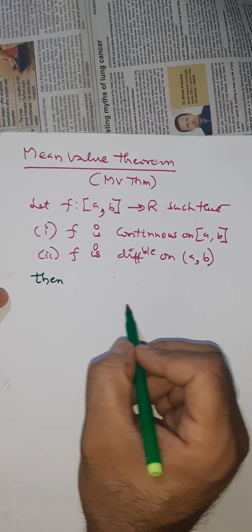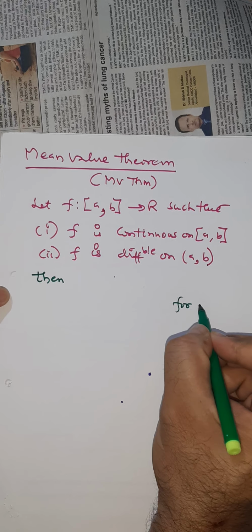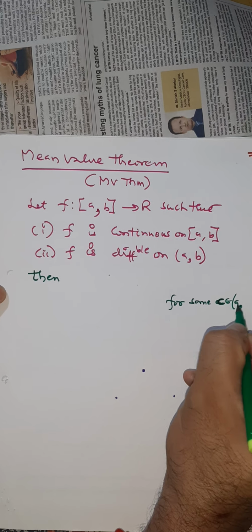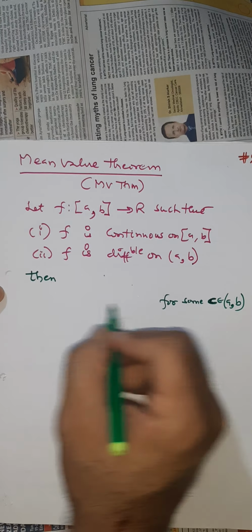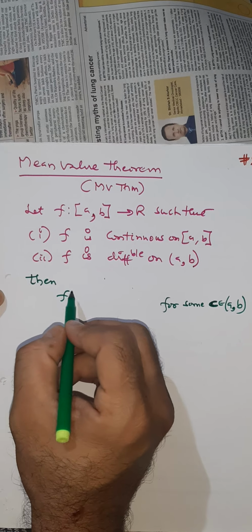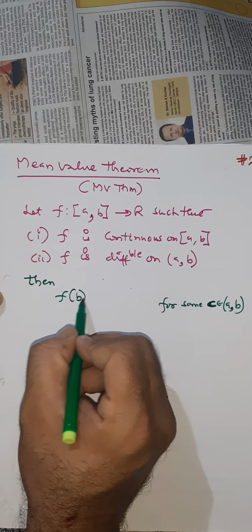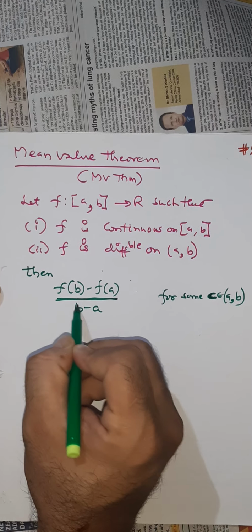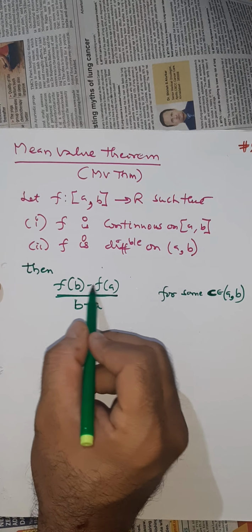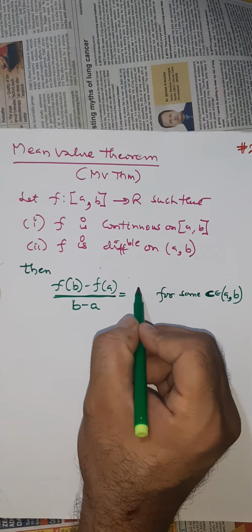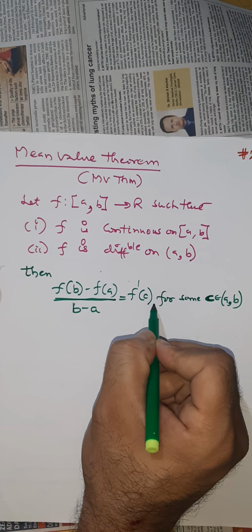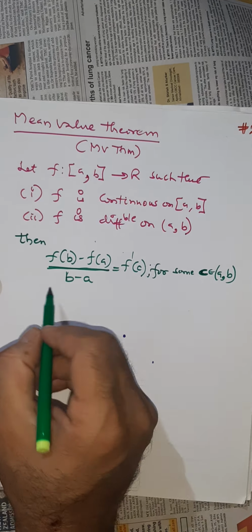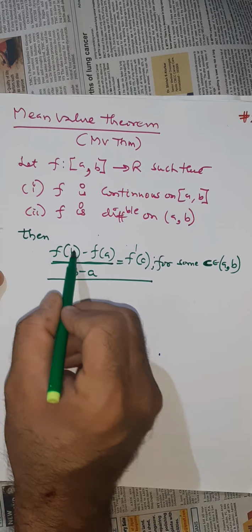Then for some c from open interval a b, you can find c from open interval a b satisfying this condition: f of b minus f of a upon b minus a. This looks like slope if you remember, y2 minus y1 upon x2 minus x1, equals f dash c for some c from the open interval a b. This is the conclusion. This is the concluding line.